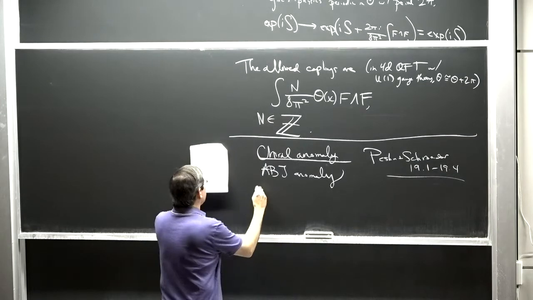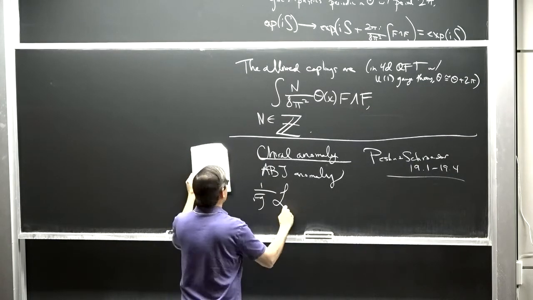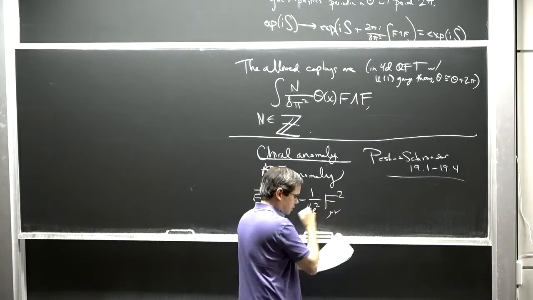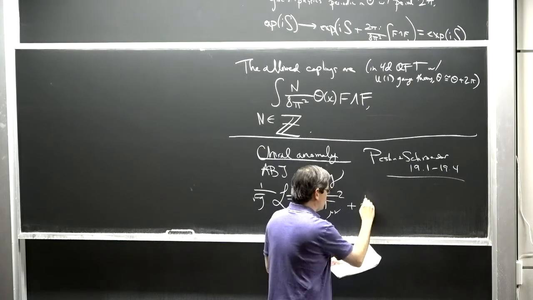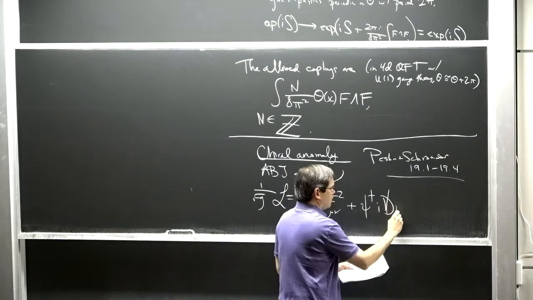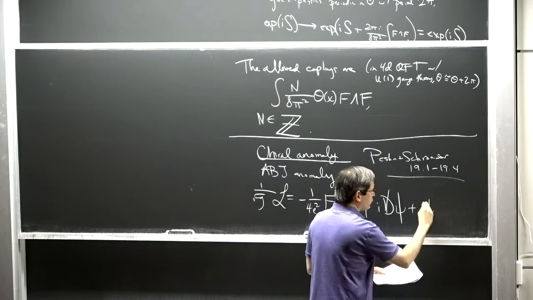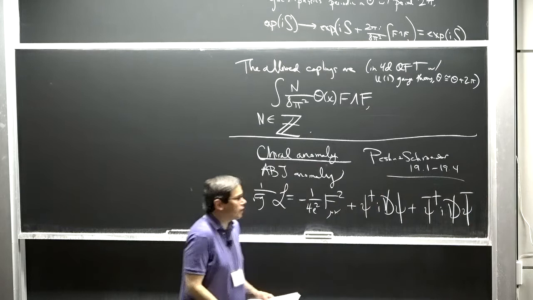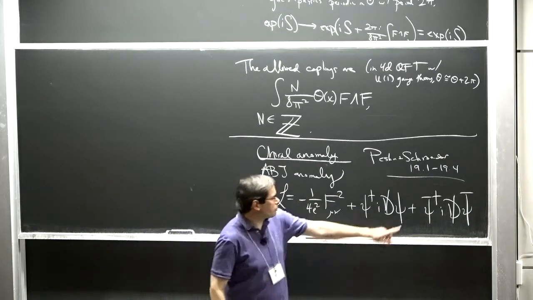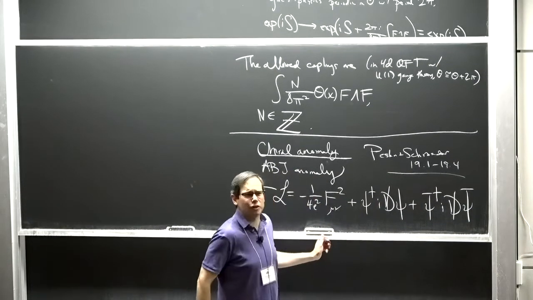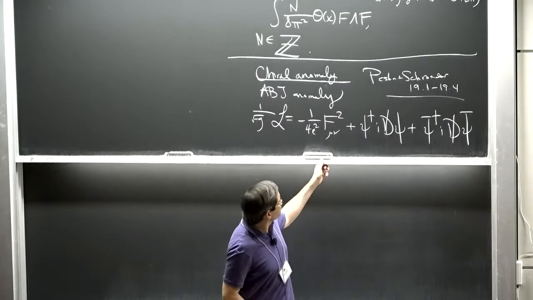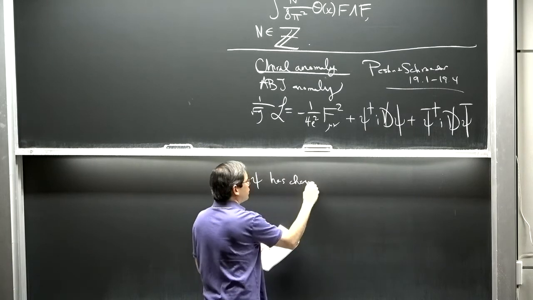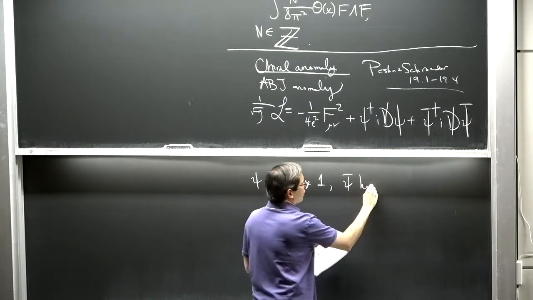So let's look at a theory with a Lagrangian where we have a U(1) gauge field and two left-handed Weyl fermions. One of them is named psi, the other is named psi bar. The bar is part of the name. Don't confuse it with a conjugate. Psi has charge 1, psi bar has charge minus 1.